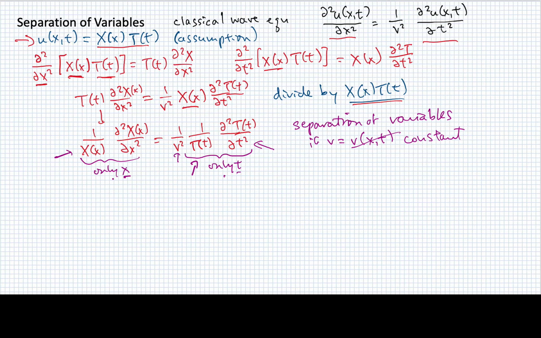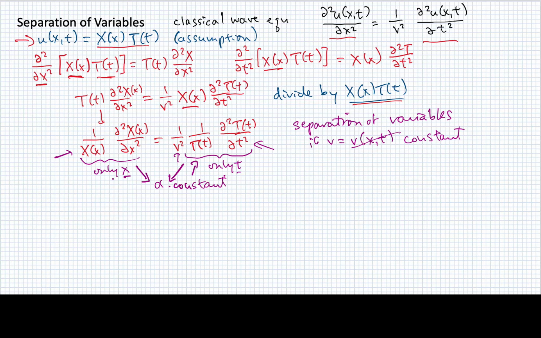So in other words, the only way I can have an equation like this be true is if both of these are equal to the same constant. And I'll call that constant alpha. So if I have both of these equal to the same constant, then I can find a solution for this equation.